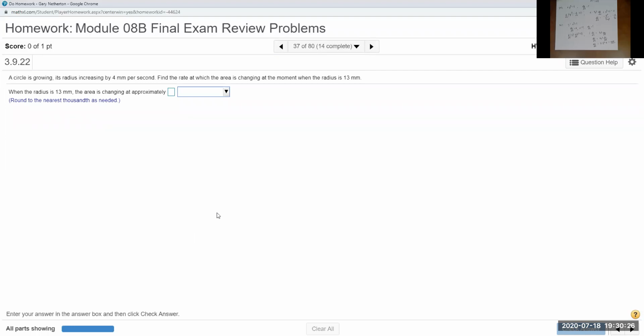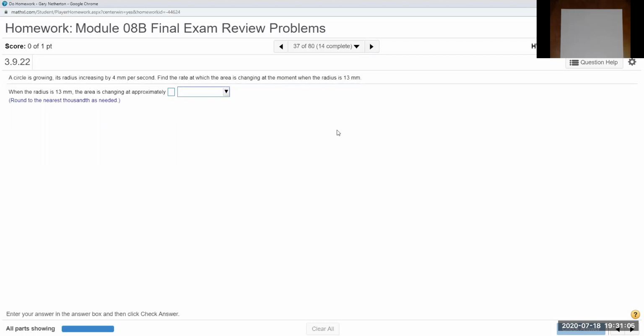All right. So now story problem, and this is called related rate. Related rate means you take some kind of equation and you include the time element. In other words, in the equation you have, it's changing with time. It's not the same. And we have to figure some things out. In other words, this one, a circle is growing. What's that mean? The circle is getting bigger all the time. Its radius is increasing by 4 millimeters per second. Find the rate at which the area is changing at the moment when the radius is 13 millimeters.